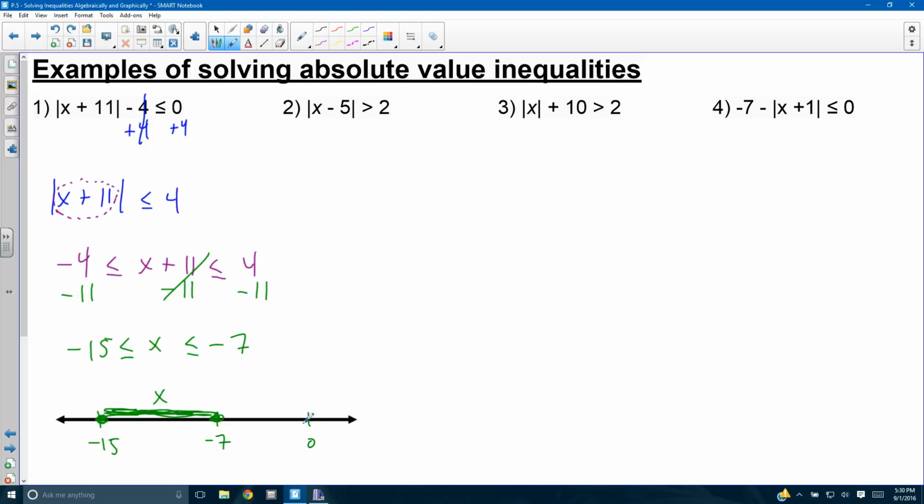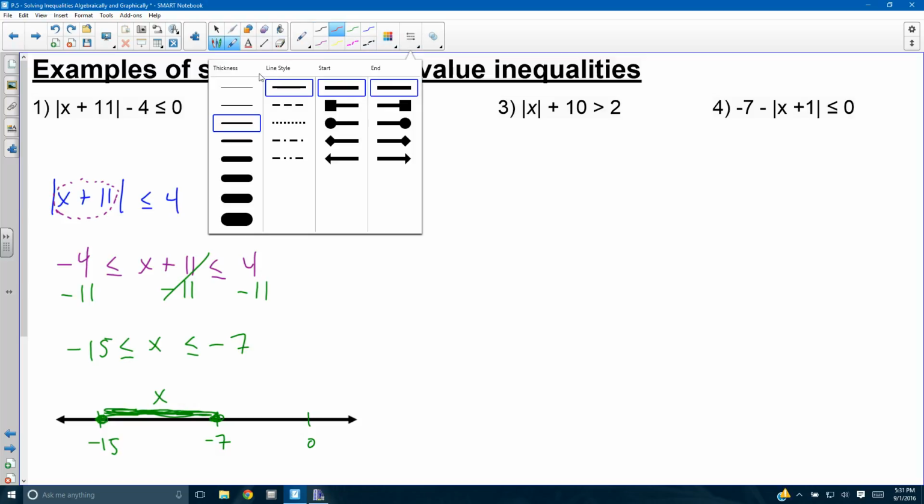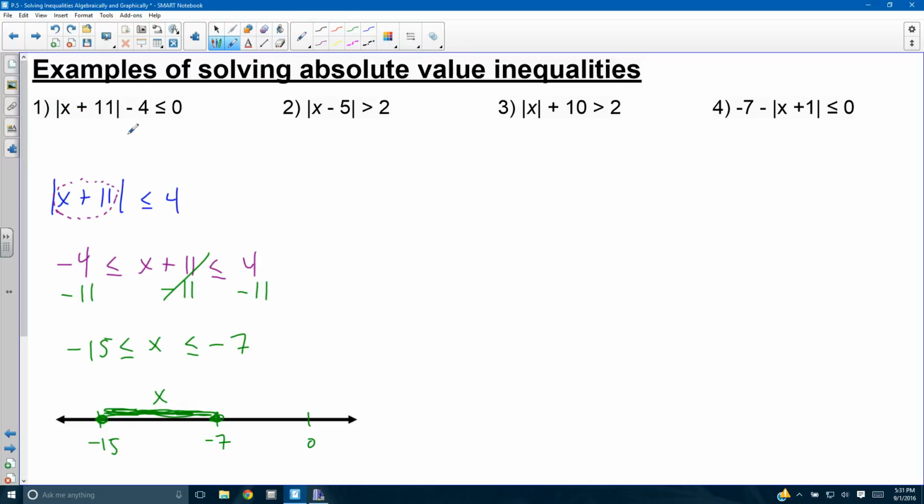Now, if I checked 0 in for this original inequality, it should not work. It should not be true. And I'm not going to test 0 each time. I'm doing it this last time here. All right, 0 plus 11 is 11. The absolute value of 11 minus 4 is less than or equal to 0. The absolute value of 11 is 11. 11 minus 4 is 7. Is 7 less than 0? Of course not. That is false. And that's what we expected. 0 is not a part of the solution set. The only ones that will work are these numbers here.